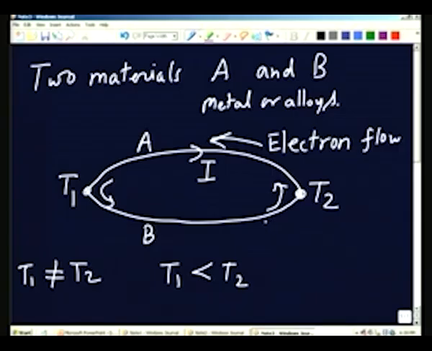So, in the case of flow of the electrons in this direction, heat is either absorbed or rejected. Heat is absorbed at the junction here and heat is released.